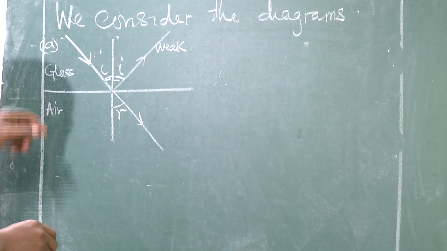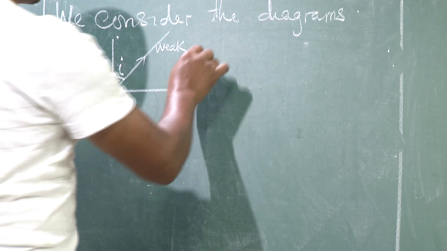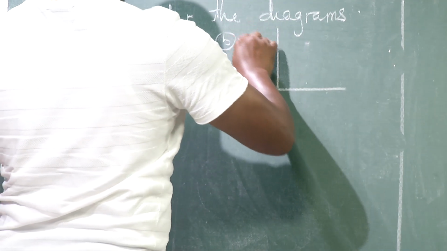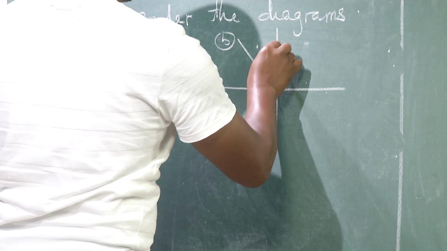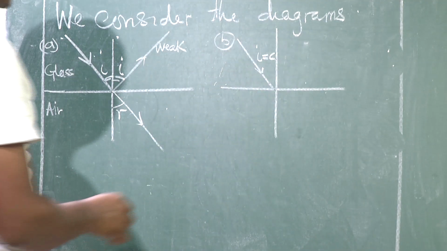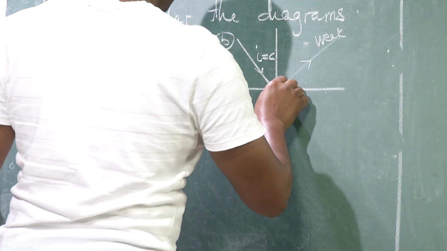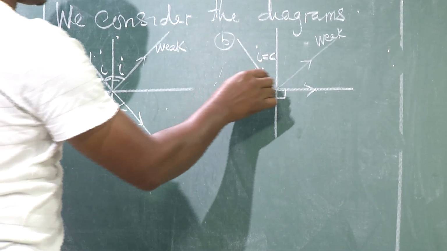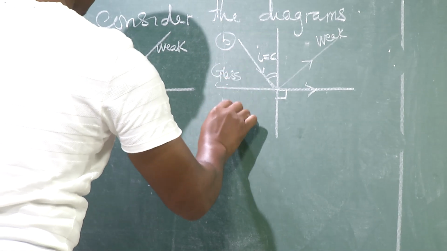The reason why we are using glass to air is because one of the conditions for total internal reflection is that light must move from a more dense to a less dense medium. Our second diagram will still be glass to air. All diagrams will be glass to air. But this time, the angle of incidence is equal to an angle which we shall call the critical angle, C. There will still be a weak refracted ray, and the refracted ray this time will graze the interface, making the angle of refraction 90 degrees. This is glass, and this medium is air.